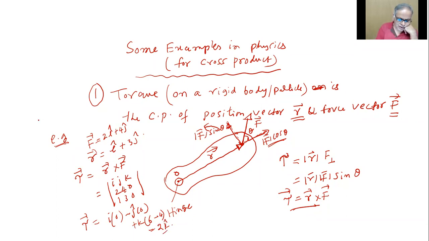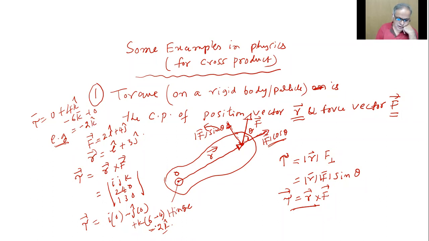I cross i, tau equals R cross F. From here you should go. i cross i will be 0. i cross j will be k, isn't it? Plus 4k. Then with this, 3j cross i. j cross i is minus 6k. j cross k is 0. So what do I get? Minus 2k.